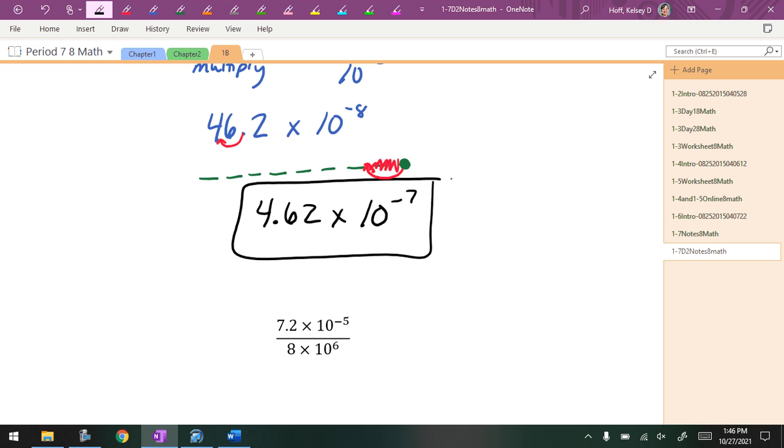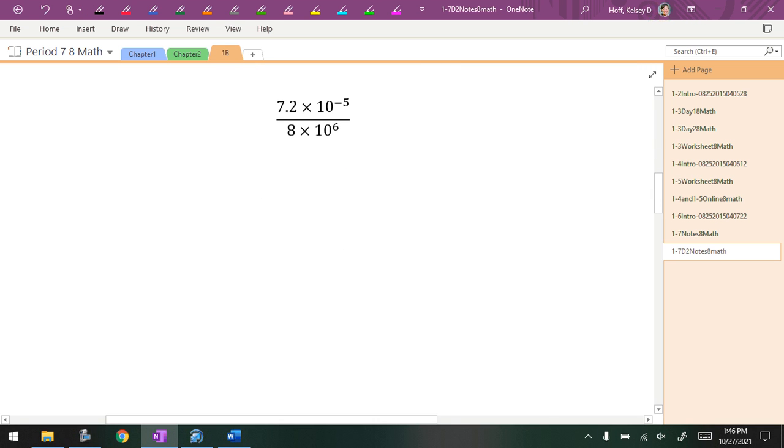So today, as many of you felt so confident with moving that decimal yesterday, I'm going to throw you a curveball because you also have negative exponents, which are a little bit different. You follow the same process, but different things happen to that exponent. All right, what's the next one doing? Dividing. So we separate them off. 7.2 divided by 8. 10 to the negative 5th divided by 10 to the 6th.